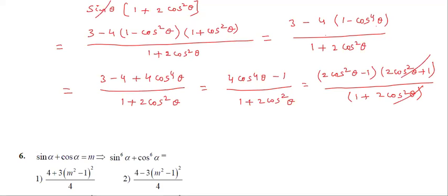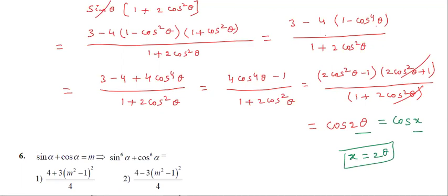These two are going to cancel or not? 2 cos square theta minus 1. How much? Cos 2 theta. But in the question, the right hand side given is cos x. Compare both. Then what is the x value, students? 2 theta. This is the answer.